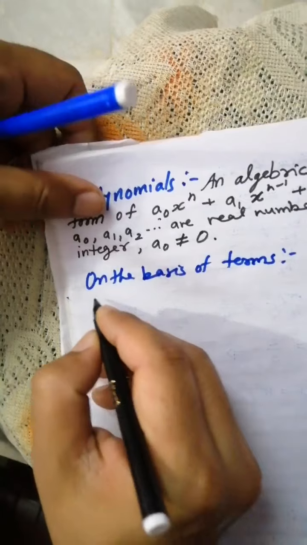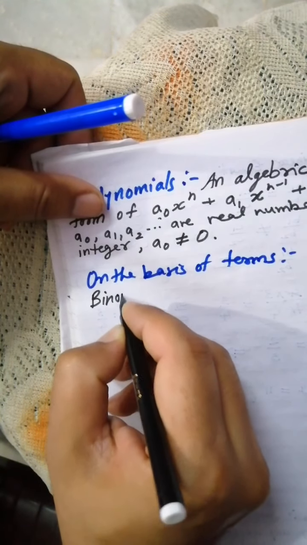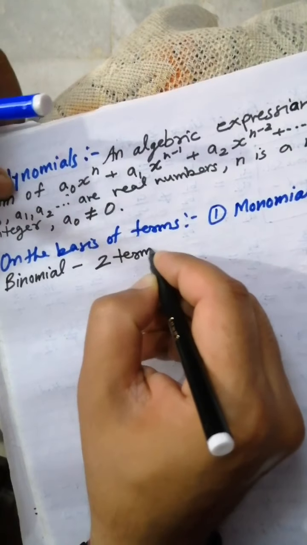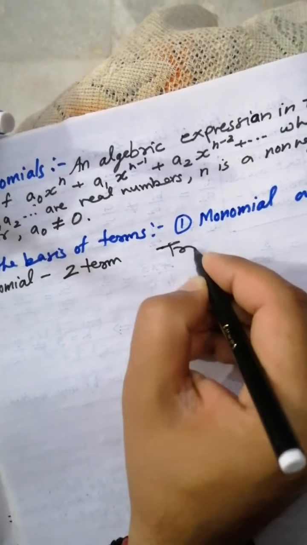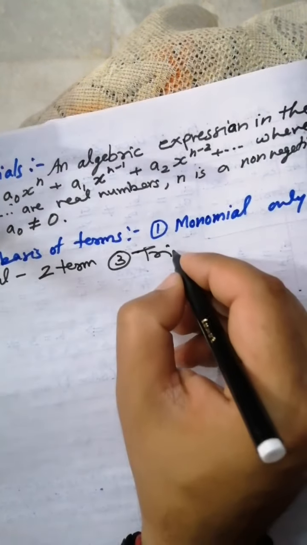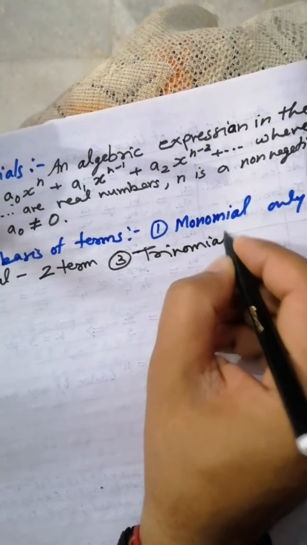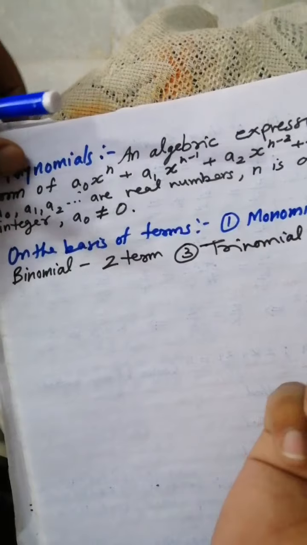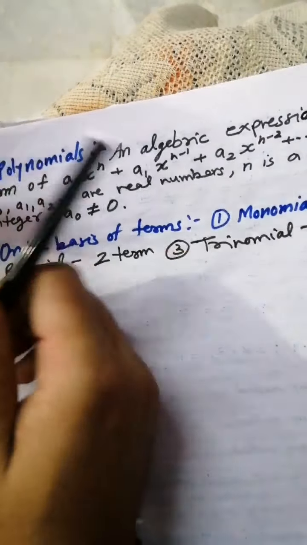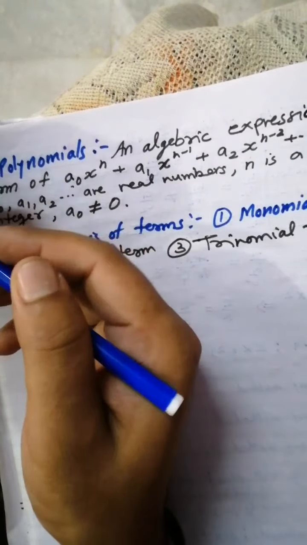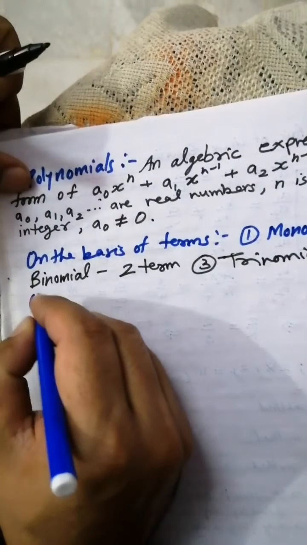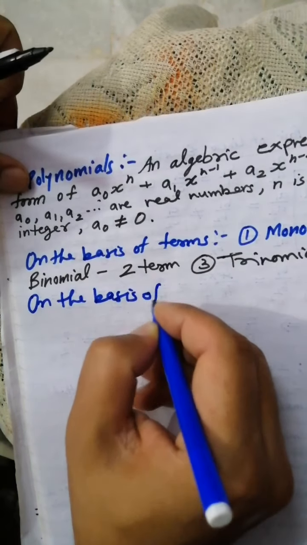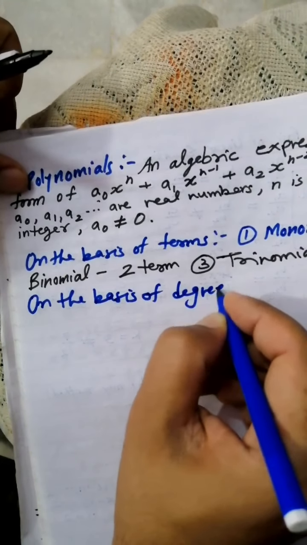Binomial means two terms, exactly two terms. Trinomial, third, that is trinomial, exactly three terms. So on the basis of the terms we can define in this way. Now the second one, on the basis of degree.